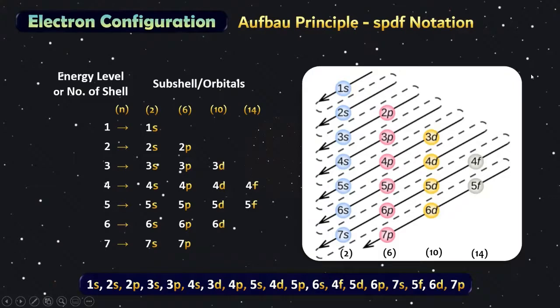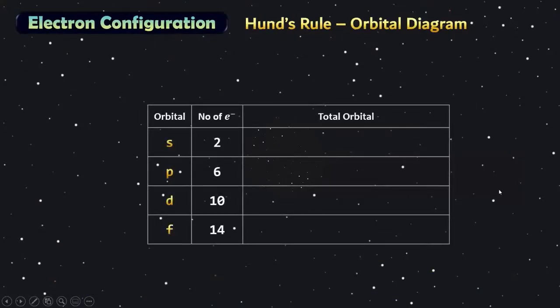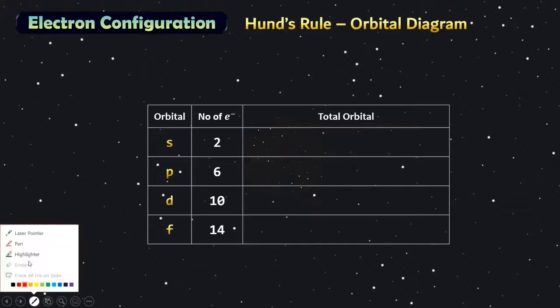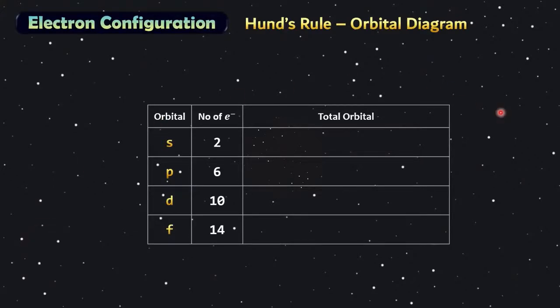Next method is the orbital diagram. The orbital diagram is another representation of how electrons occupy the orbitals or subshell. Now, for the orbital diagram, the representation for the electron is an arrow up and an arrow down, or arrows. The subshells are represented by boxes. Sometimes it is a horizontal line, so 3 horizontal lines for the P subshell.